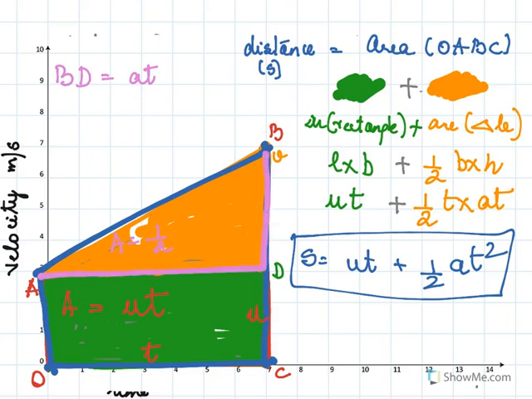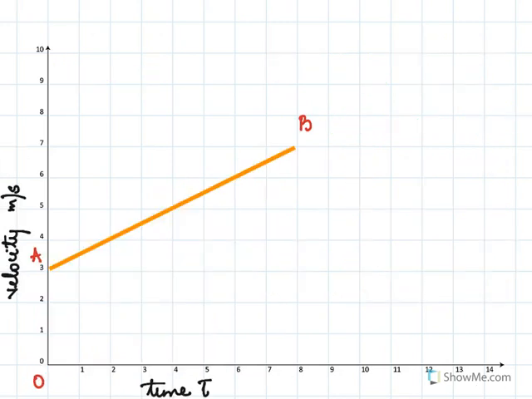So the base we know is T, not U, it is T, and the height is AT. This is the height AT. So this is half AT square. Then we add up UT plus half AT square.